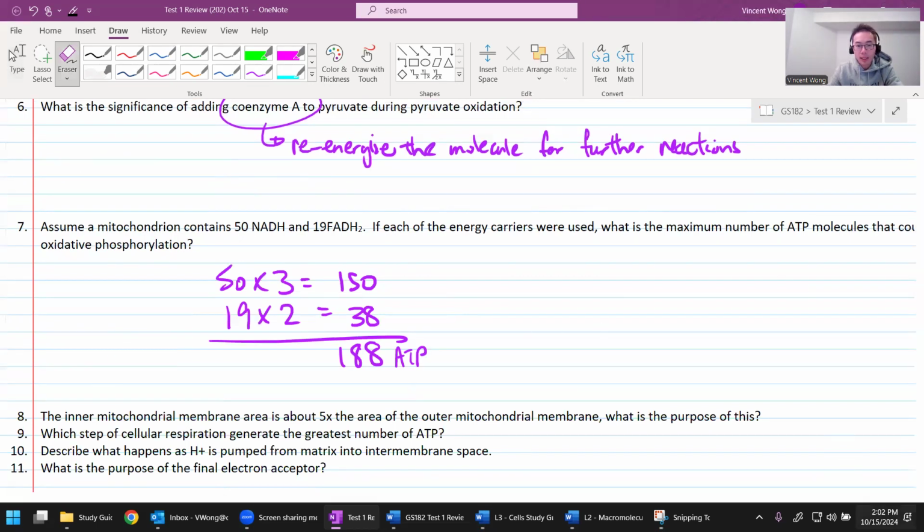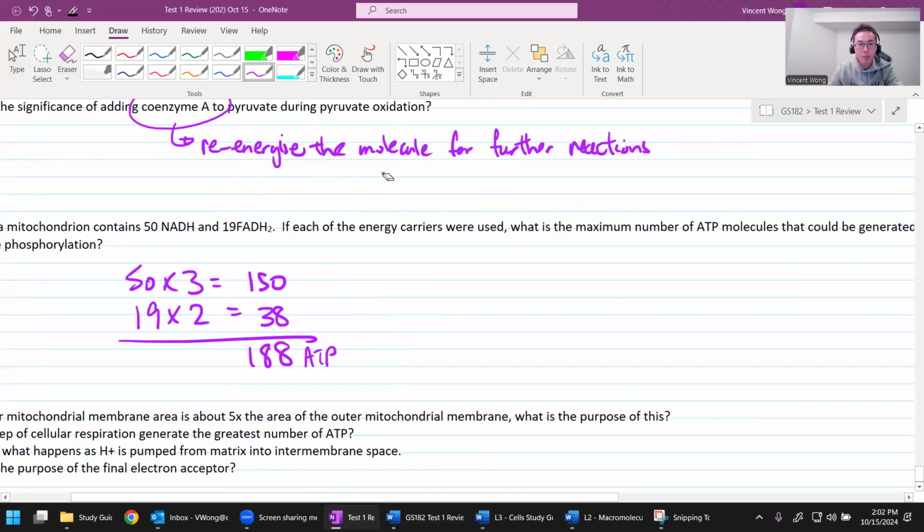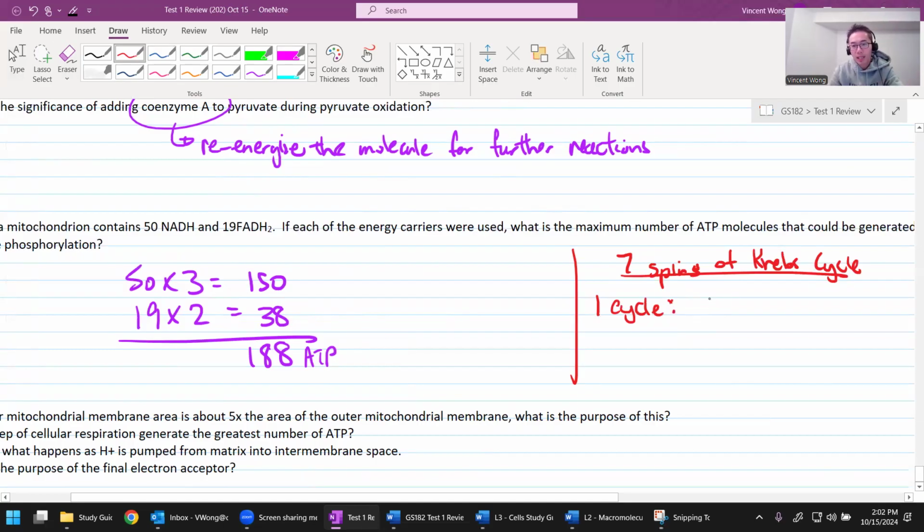We also did one in class. I don't know if you remember. This is not related to this question, but it was 7 spins of the Krebs cycle. So you have to remember one cycle. It's in the chart, right? One cycle, we make 1 ATP. This is direct production through the enzyme.